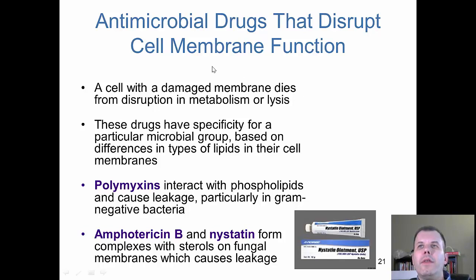Okay. The next ones are looking at drugs that break down the cell membrane. And so the cell membrane is underneath the cell wall, and there are a few drugs that do pretty well with this. The one is the polymyxins. And again, polymyxins cause leakage in gram-negative bacteria because you only have that really thin cell wall.